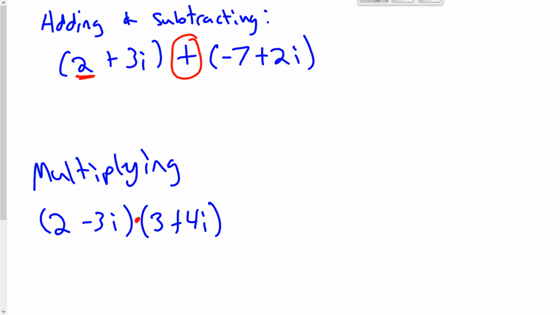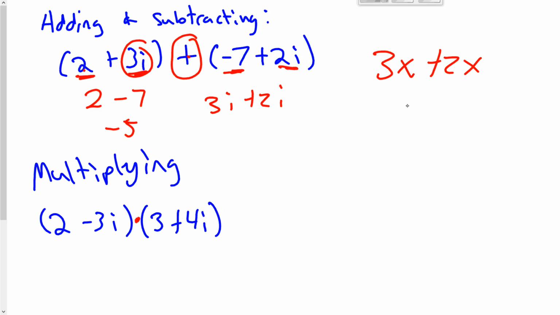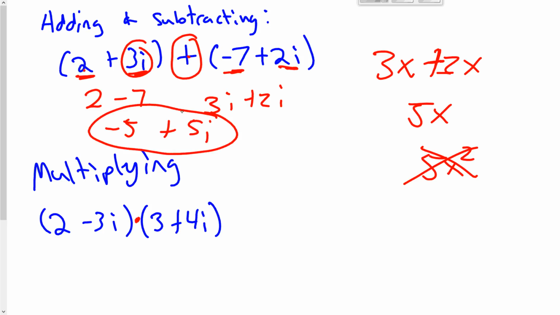So here, real numbers, add your real numbers. 2 minus 7, or 2 plus a negative 7, is a negative 5. Now I add my imaginary parts, right? Here's real number, here's imaginary. 3i plus 2i, that's 5i. Just like x's. 3x plus 2x is 5x, not 5x squared. I don't add exponents when I add like terms. So minus 5 plus 5i. All done there.